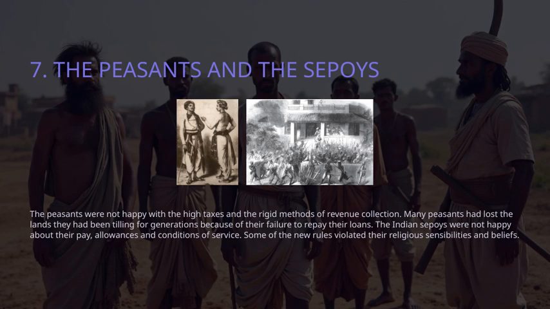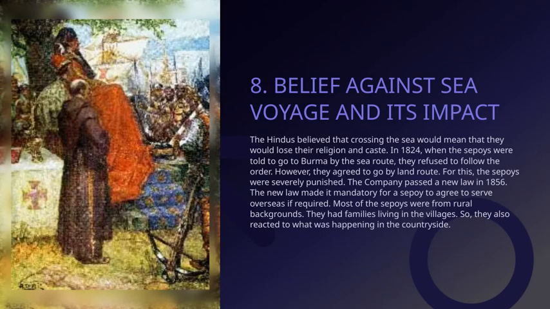It's important to see how these issues contributed to the larger movement for independence, connecting back to our broader theme of resistance against oppressive systems. On this slide, we're going to explore the belief among Hindus that crossing the sea would lead to losing their religion and caste. This was a deeply rooted fear, and it influenced how they reacted to overseas duties.